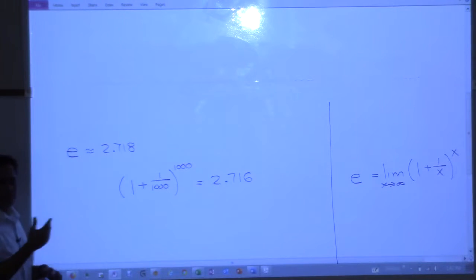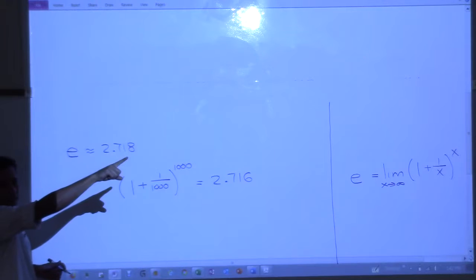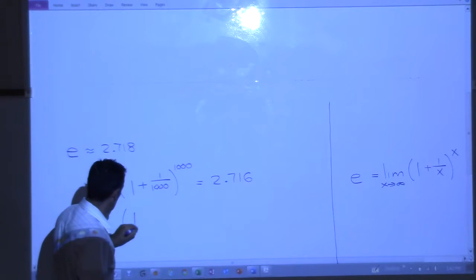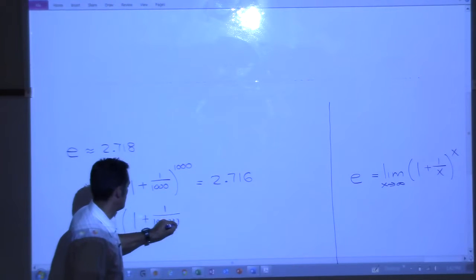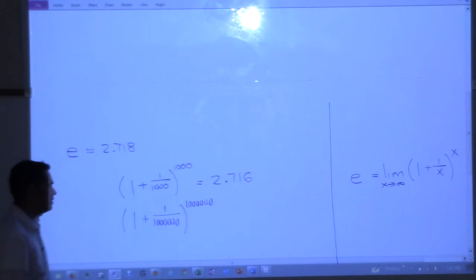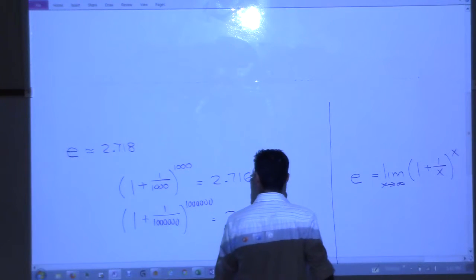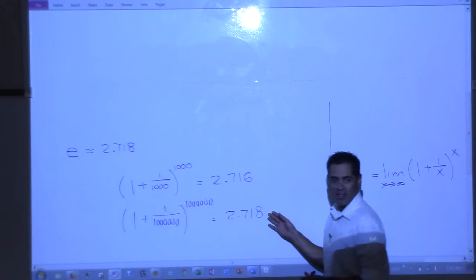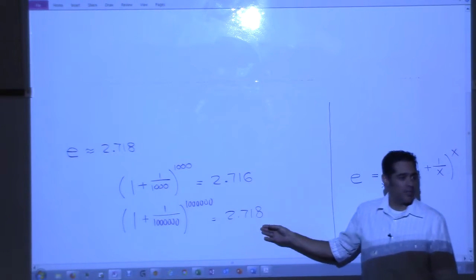So, but 1,000, is that really that big? I mean, we're supposed to go to infinity, right? So let's try something else. Let's go 1 plus 1 over, let's go to 1,000,000 and raise it to the millionth power. So I need someone on their calculator to do that and tell me what they get. 2.718, and then there's more decimals probably after that, right? And that would be a very good approximation of what e is.